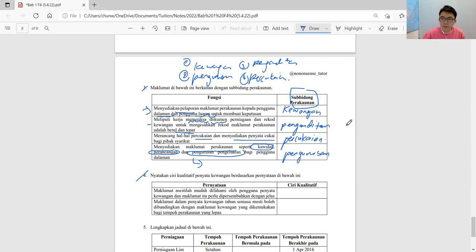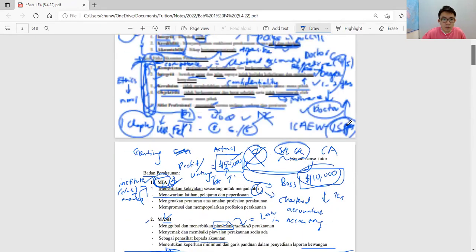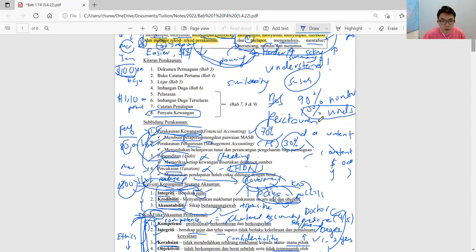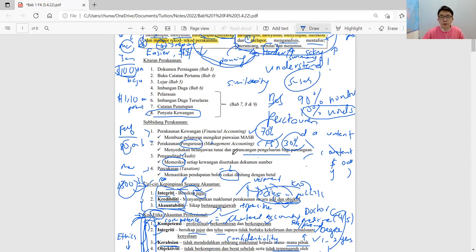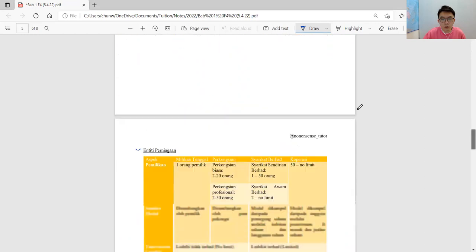When you go back to the nota, I believe that most of the things mentioned here are already mentioned in the nota. Like just now, they said menyediakan belanjawan dengan perancangan pengeluaran, so it's pengurusan. When they say memeriksa, it's pengauditan. When you talk about cukai, it is definitely percukaian. And the membuat pelaporan is normally the perakaunan kewangan. So are you guys all right with it? If okay, you give me okay.